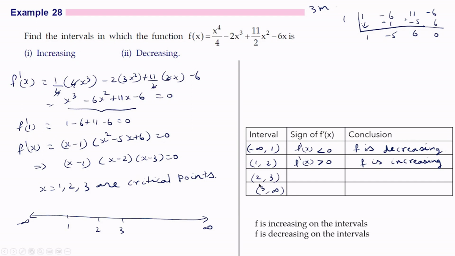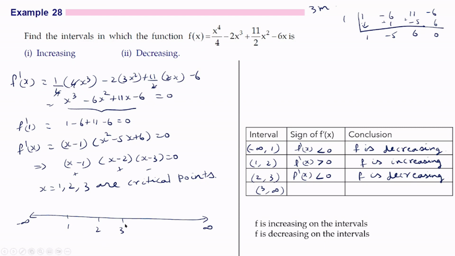And next we have the next interval 2 comma 3. Now let us substitute any point, say 2.5 and check. 2.5 minus 1, it is positive. Then 2.5 minus 2 is again positive. And here 2.5 minus 3, it is negative. So here again f dash of x will be less than 0. So the conclusion is f is decreasing on this interval.